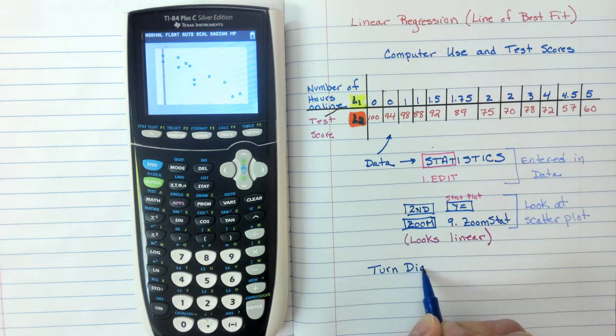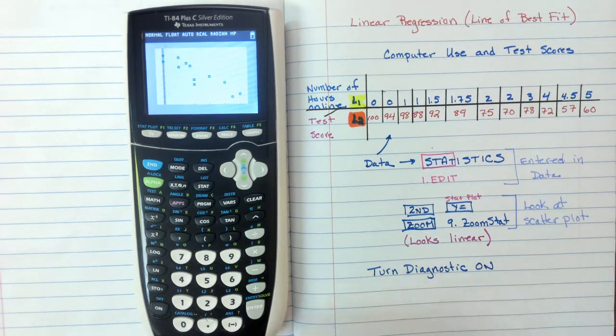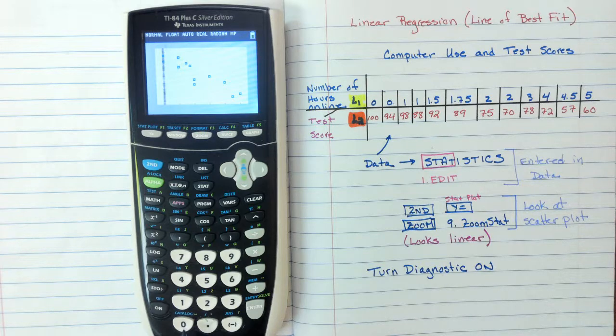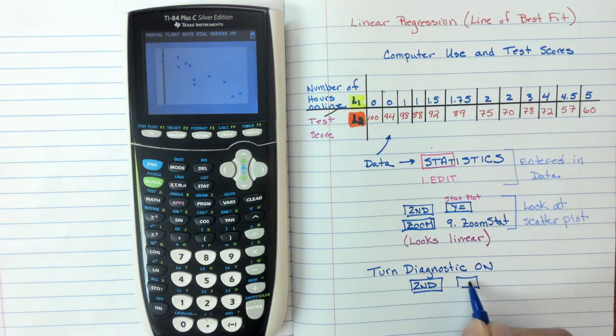Turn diagnostic on. And how we do this is we're going to go to catalog, which is down here, which means we're going to go to second, and then catalog is on your button 0. Okay, so that's your catalog.